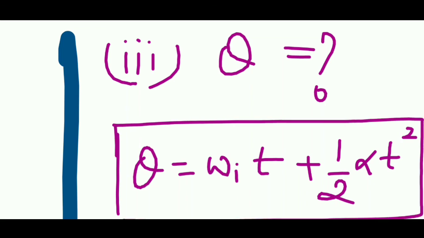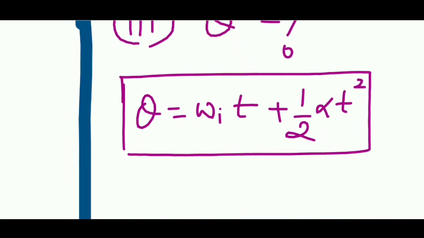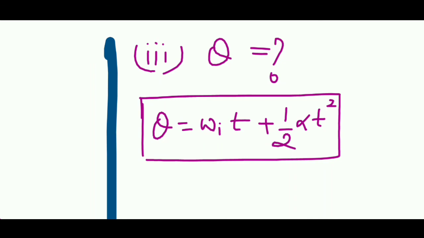The only difference is that this one is for linear motion, and this is for circular motion. Both are for constant accelerations. That is for constant linear acceleration, and this is for constant angular acceleration. Over here we have constant angular acceleration, that's why we can use this.